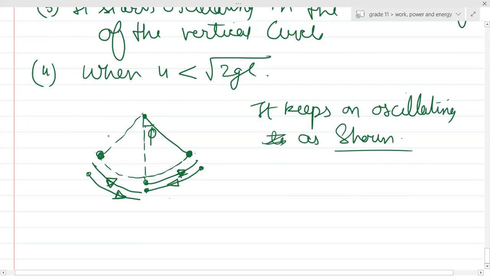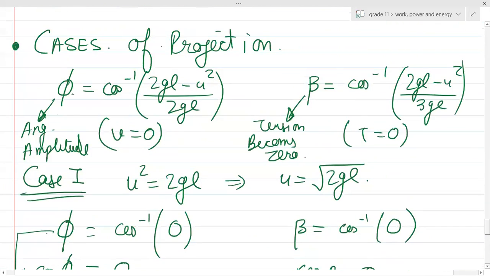Is this clear? So what is the minimum velocity with which it has to be thrown if I want it to cross the lower vertical circle and enter the upper half of the vertical circle? Tell me the minimum speed with which I shall throw this object at the bottom. Will it be equal to under root of 2gl? Yes, sir. So this is the first case. Shall we move on to the second case?